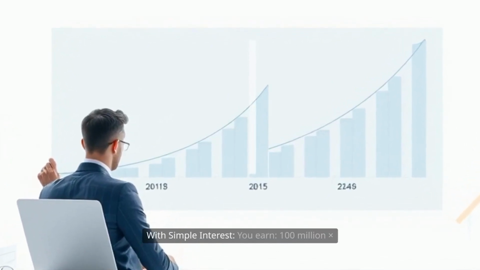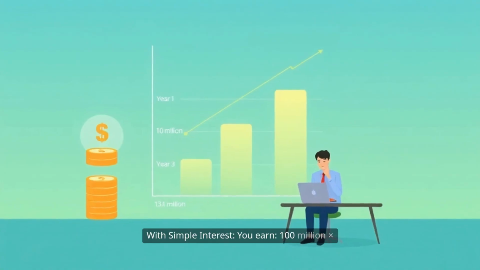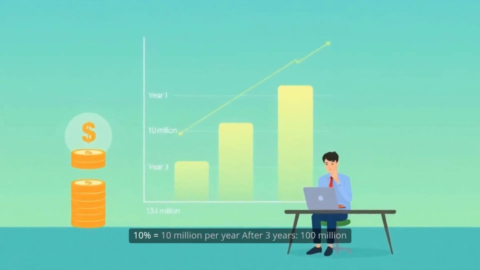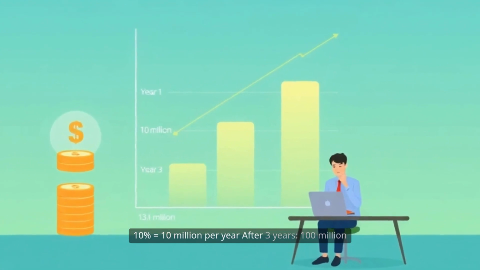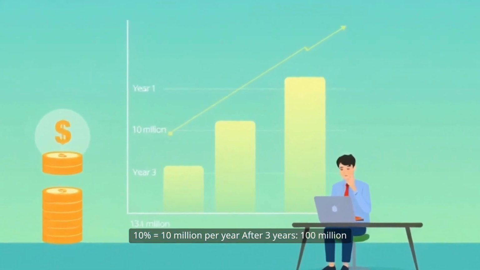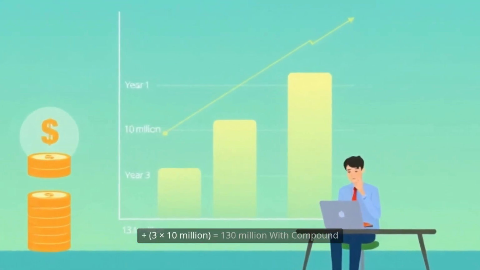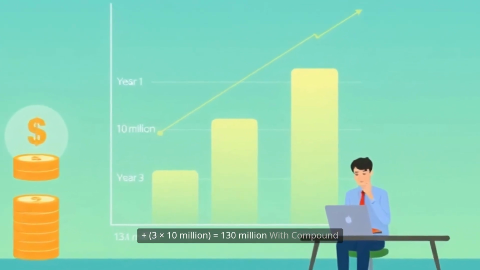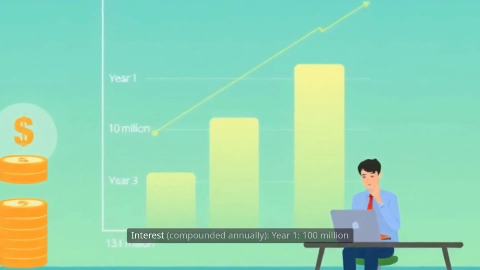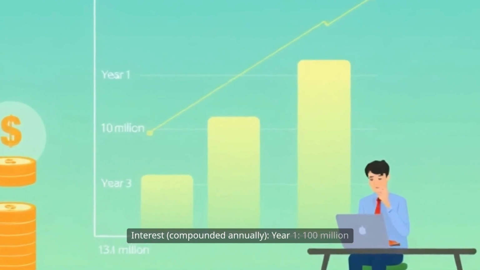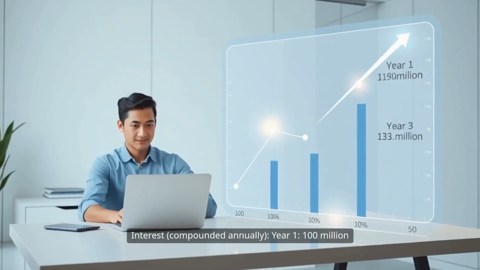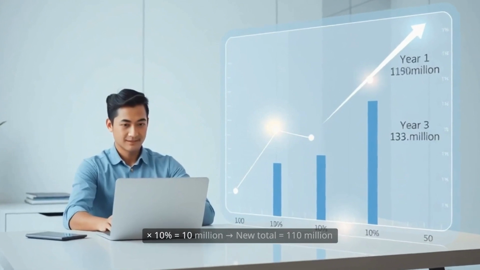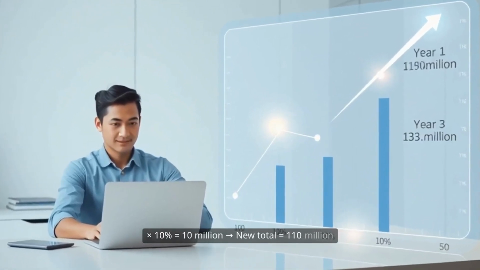With simple interest, you earn $100 million x 10% equals $10 million per year. After 3 years, $100 million plus 3 x $10 million equals $130 million. With compound interest, compounded annually: year 1, $100 million x 10% equals $10 million. New total equals $110 million.